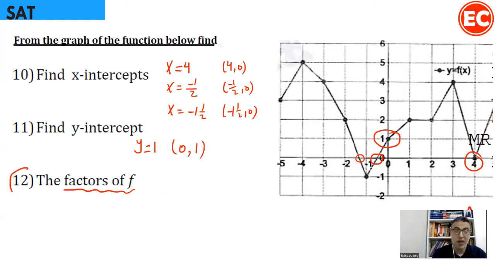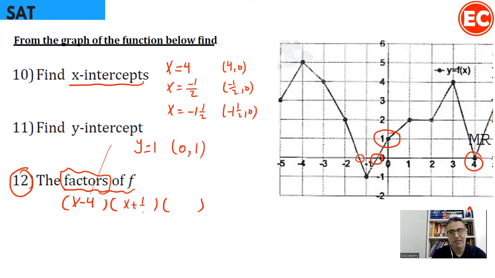For number 12, the factors are not that different from the x-intercepts. But in factors, I'm going to write them in brackets. X intersects at 4, so I can write it as x minus 4. X intersects at negative half. We don't write it as x plus half. No, we write it as 2x plus 1. So the 2 goes to the x. So we write it as 2x plus 1.